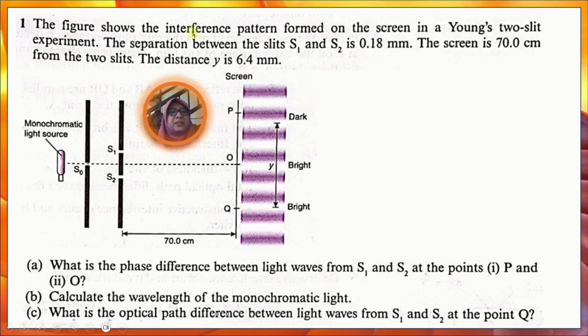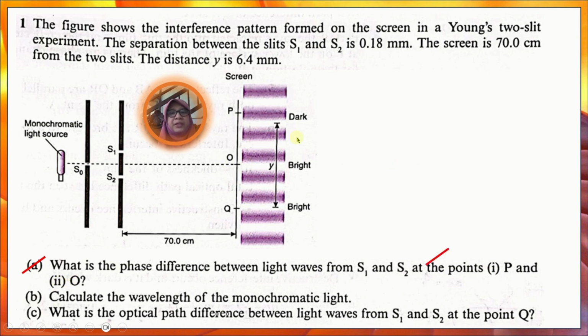The figure shows the interference pattern formed on the screen in a Young two-slit experiment. The separation between the slits S1 and S2 is 0.18 mm and the screen is 70.0 cm from the two slits. The distance y is 6.4 mm. Question A: what is the phase difference between light waves from S1 and S2 at the points 1, P, and 2, O?